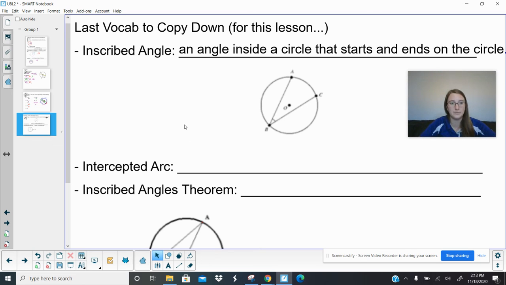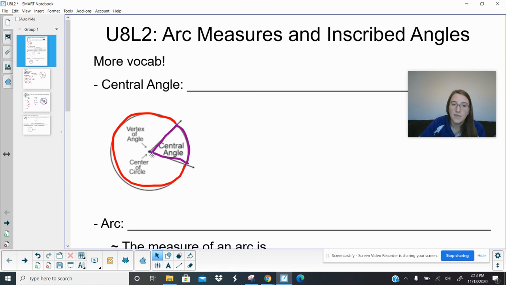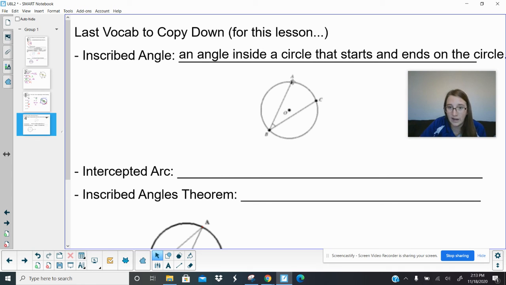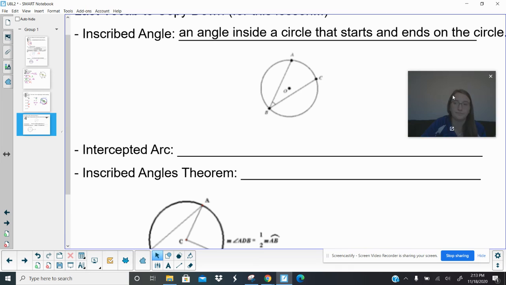An inscribed angle is how we say that. It's an angle inside a circle, inscribed, right? That starts and ends on the circle. Notice the difference between a central angle that starts in the center versus an inscribed angle that starts on the circle. So be very careful. This is an inscribed angle, not a central angle. Starts and ends on the circle.